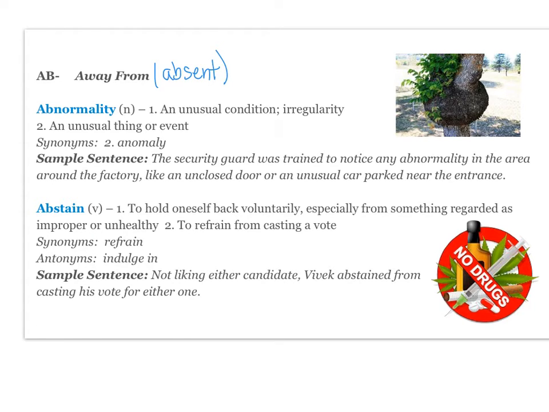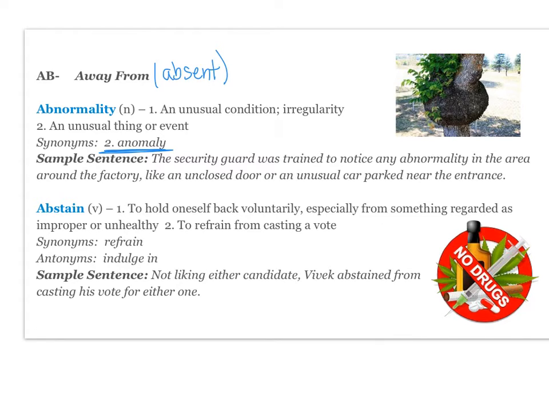Your first word is abnormality. It is a noun. It means an unusual condition or irregularity, or it can also be an unusual thing or event. Your synonym you should recognize from, I believe, Unit 1, anomaly. Something strange is an anomaly. You can also call it an abnormality.